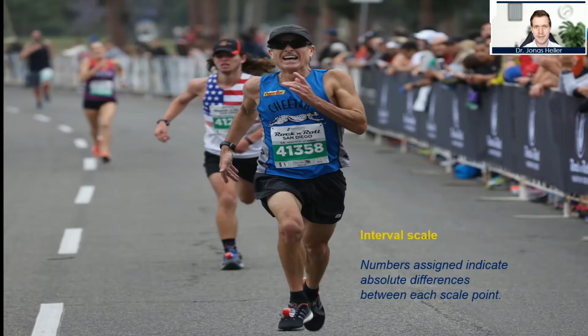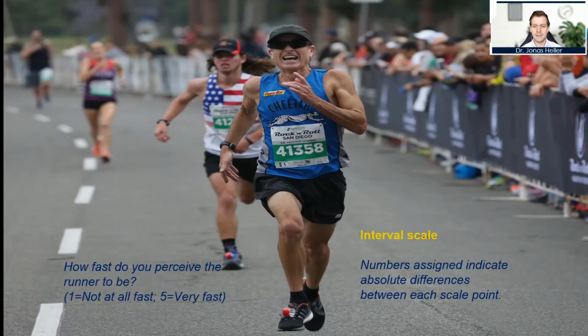The third type of data that we have is an interval scale. The interval scale is a scale that's particularly relevant in marketing and supply chain management research, and you will use it a lot. For interval scales, we assign numbers to indicate absolute differences between scale points. So for example, imagine we asked all the spectators that you see here on the right-hand side of the slide, how fast do you perceive the runners to be? And they get a questionnaire where 1 means not at all fast and 5 means very fast.